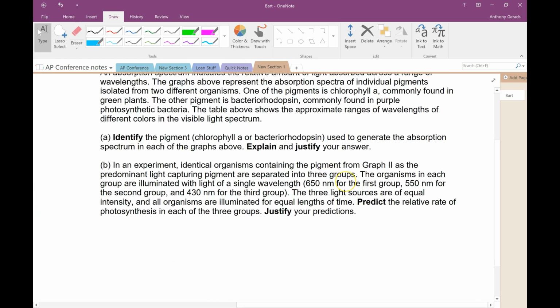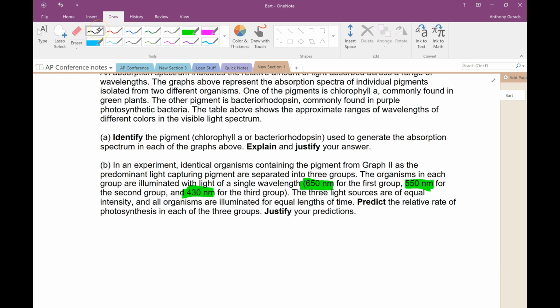Right here it says for B, in an experiment, identical organisms containing a pigment from graph 2, so we're going to only look at graph 2, as the predominant light capturing pigment is separated in 3 groups. Organisms in each group are illuminated in a single wavelength of light. It's going to look at an organism for 650 nanometers. So we're going to hit it with 650 nanometers, 550 nanometers, and 430 nanometers.